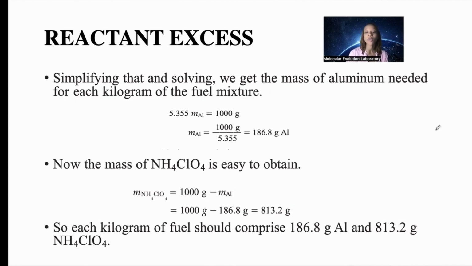Simplifying and solving, we get the mass of aluminum needed for each kilogram of fuel. 5.355 times the mass of aluminum is equal to 1,000 grams. You divide 1,000 by 5.355, and you get 186 grams of aluminum. Now the mass of ammonium perchlorate is easy to obtain because you already have the mass of aluminum. All you need to do is subtract that amount from the total, which is 1,000 grams, so you end up with 813.2 grams. So each kilogram of fuel should comprise 186 grams of aluminum and 813.2 grams of ammonium perchlorate.